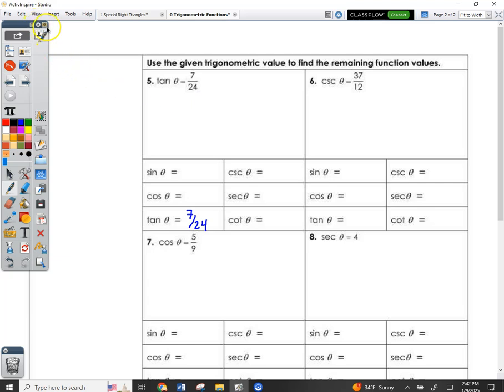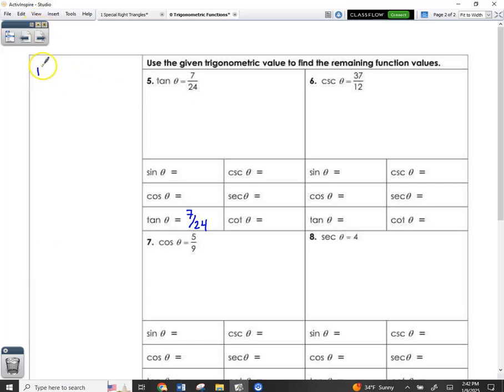Okay? So let's make a note. You're going to have to, 1, draw a pic. Then you're going to need to label all of the information that you know. You will need to find the missing side. And then you can finish the problem. So there's a little bit of extra steps involved.